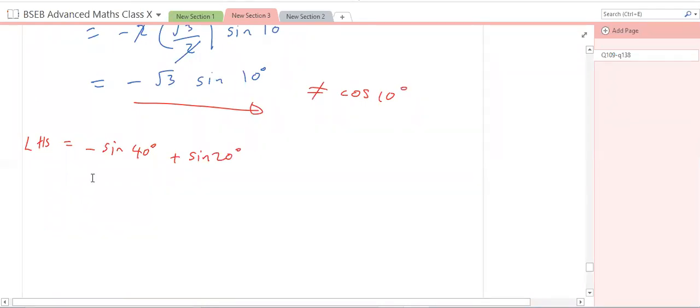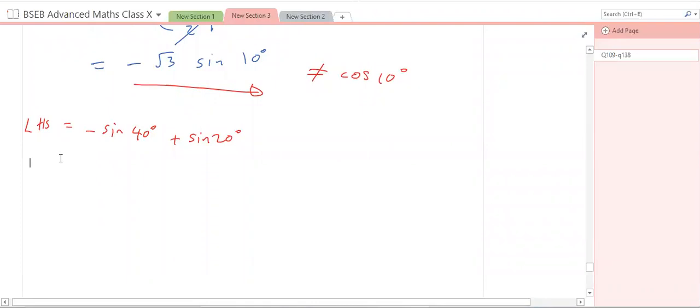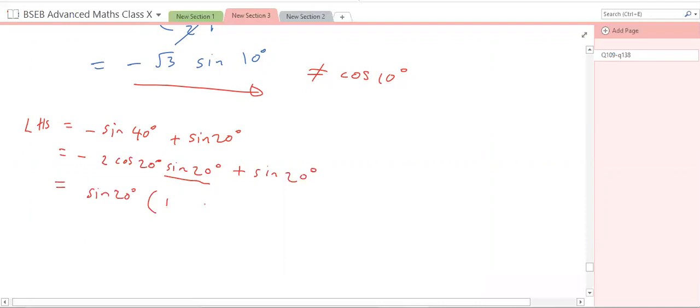So we're trying an alternative solution in terms of double angles. So what I can say here is minus 2 cos 20 sine 20 plus sine of 20 degrees, which is equal to, I can take out sine of 20 as a common factor. Sine of 20 degrees into 1 minus 2 cos 20 degrees.